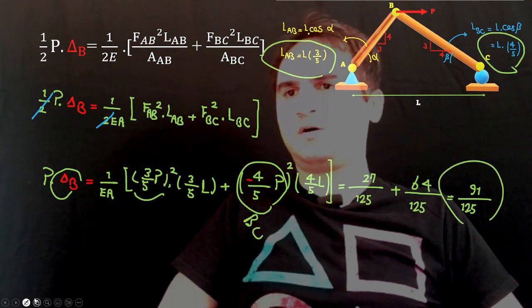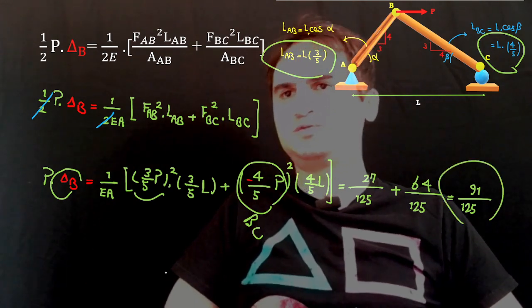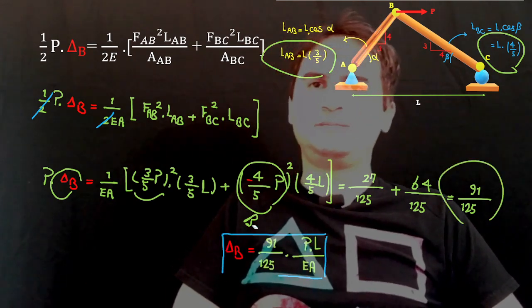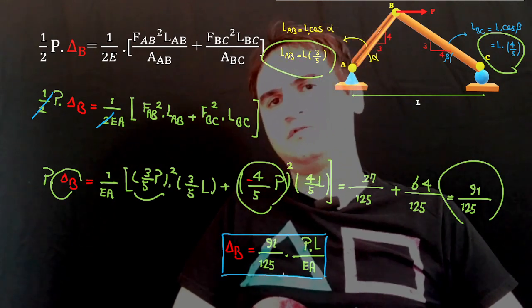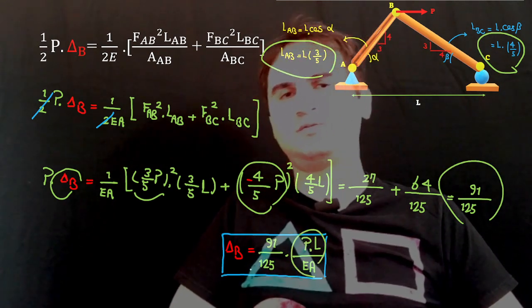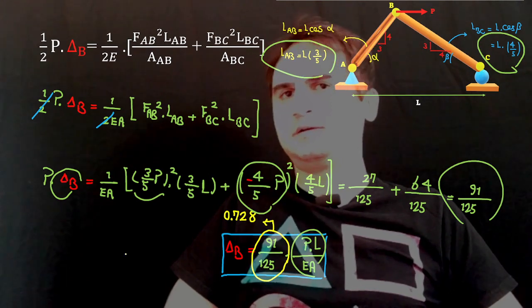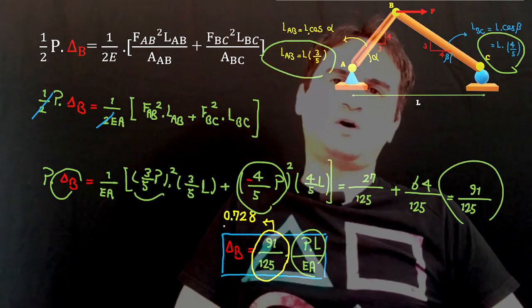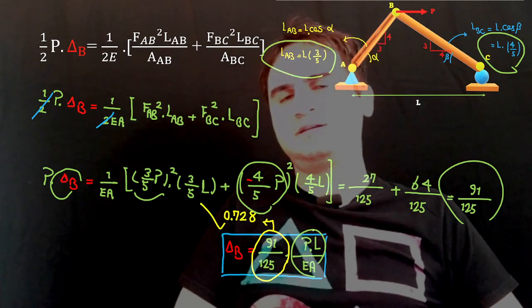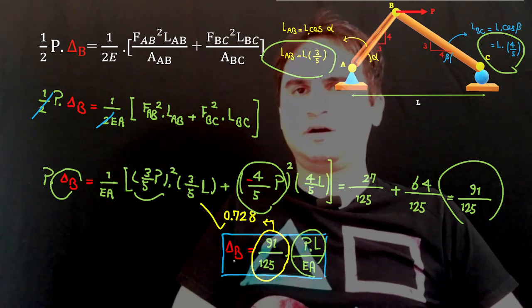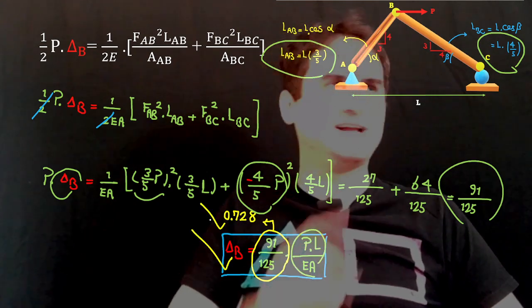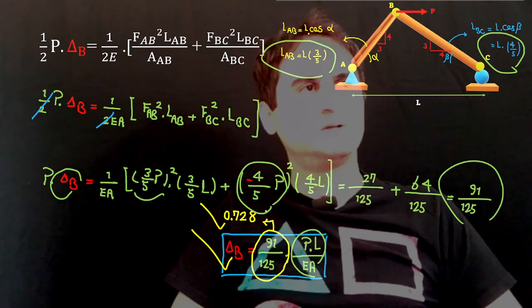Add them all up together, and it just gives you a delta B, which is equal to 91 over 125 PL over EA, which is almost 0.8 PL over EA for delta. I think. Can we solve this problem?